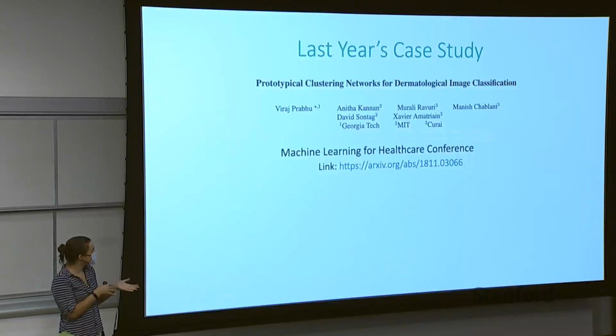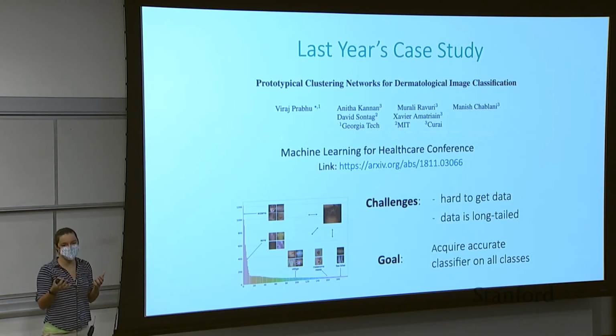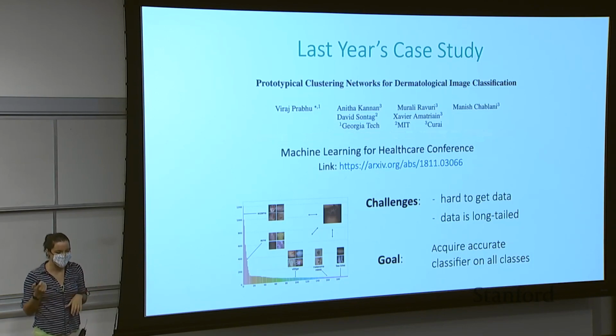Cool, okay, so in last year's version of the course, I went through a case study that was looking at dermatological image classification. I just wanted to briefly mention it because it's a pretty cool paper. And if you're interested in things related to medical imaging or diagnosis, or long-tail distributions, this is a cool paper. It adapted prototypical networks to this particular problem.